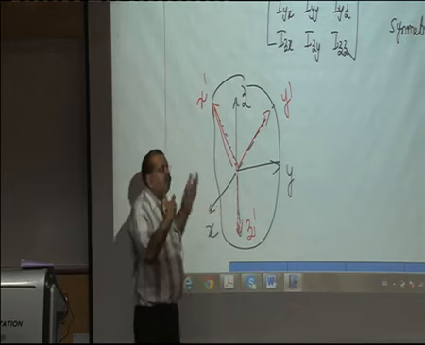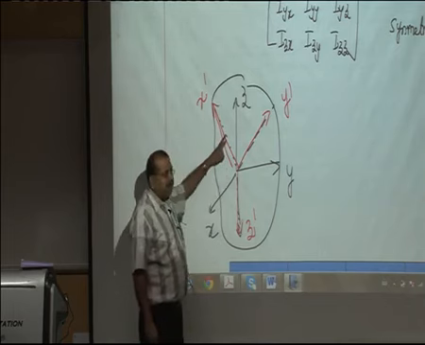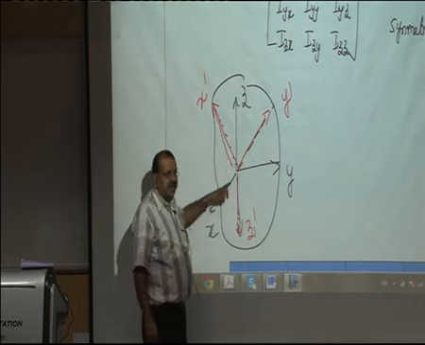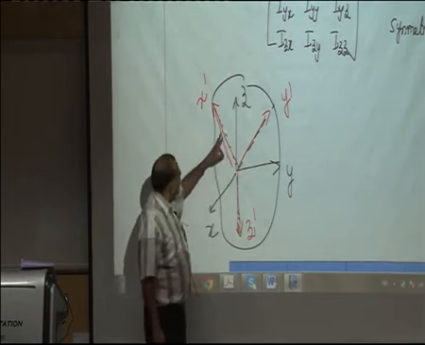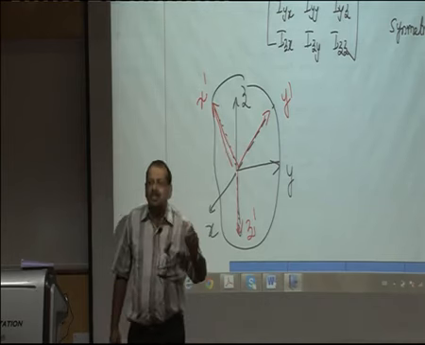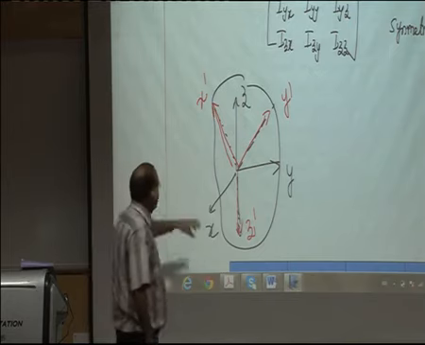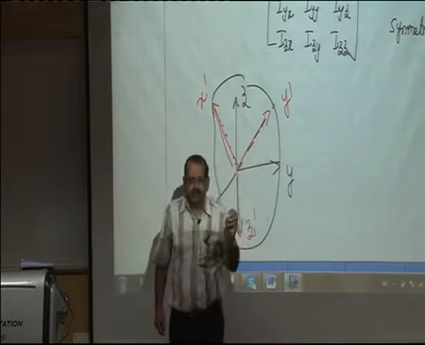Okay. And how will I know them? Through direction cosines. Direction cosines of x prime will be what? The cosine of the angle between x prime and x, cosine of the angle between x prime and y, cosine of the angle between x prime and z. They will give me the direction cosines of x prime. Similarly, I will get direction cosines of y prime and direction cosines of z prime.